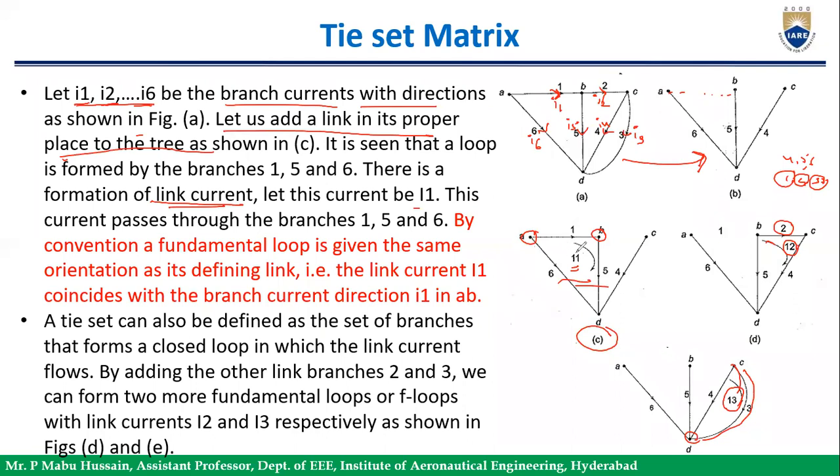Now how can you assign the direction for the loop current? Here, the direction of loop current I1, how can you choose? Generally by convention, you have to choose the direction of loop current I1 to be the same as the direction of current in the link. Any doubt now?